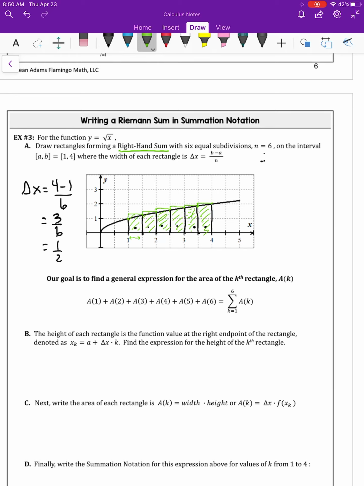Right hand go over and down, that's my area. And the same for the next ones, until the last one: right hand go over and down, that's my area.